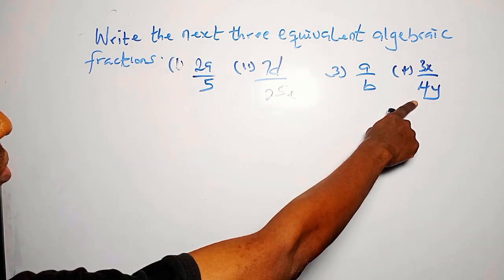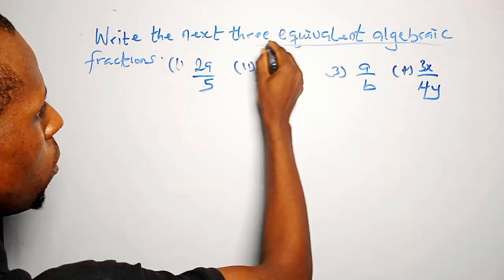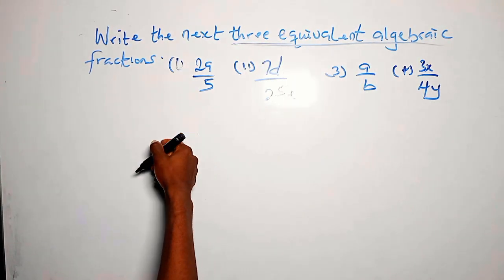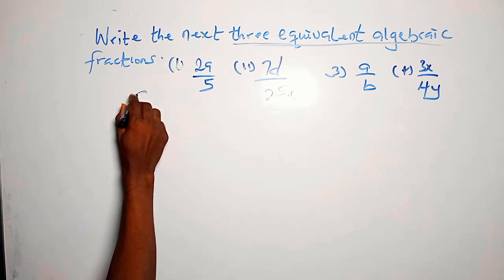We have 3x over 4y. So let us set up the first three equivalent fractions. Equivalent fractions are equal fractions. So how do we do this?